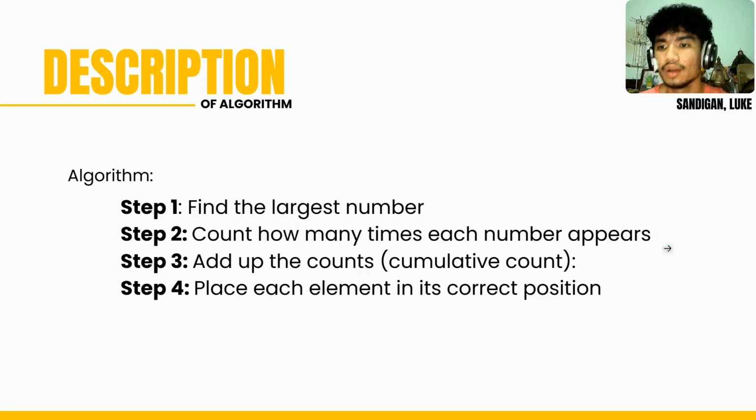Now, let's go with its algorithm, its step-by-step process of how it works. Step 1, find the largest number. In step 2, count how many times each number appears. Step 3, add up the counts, the cumulative counts, and lastly, step 4, place each element in its correct position. Anyway, let me explain this further.